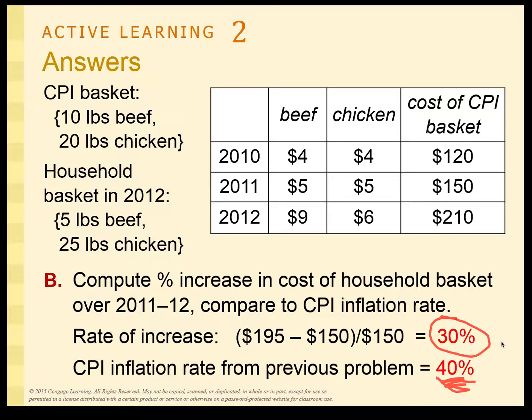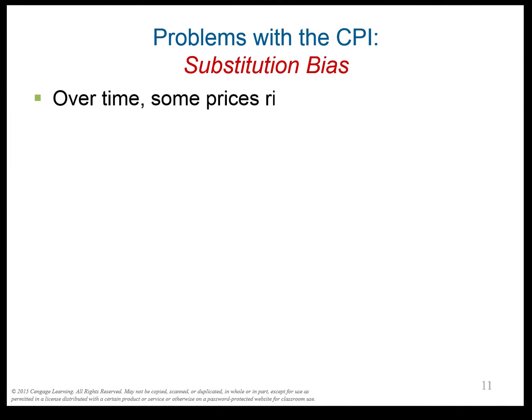It's not a bad idea what CPI is trying to do. It's a bit of a shortcut to try to get around this problem. There's so many goods out there with prices. At any rate, it's overstating the inflation rate that our households are experiencing. So it's a bit of a problem. We call that substitution bias, okay?